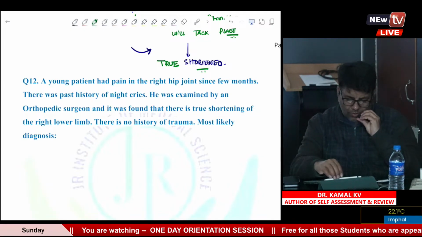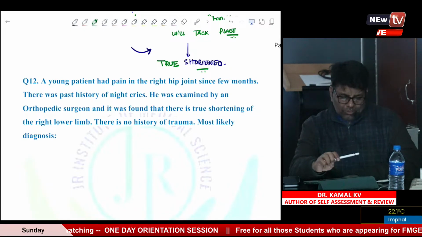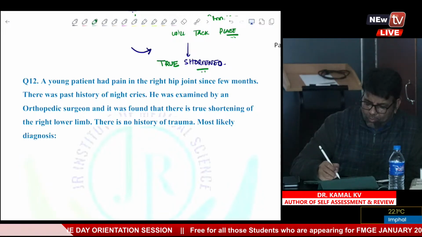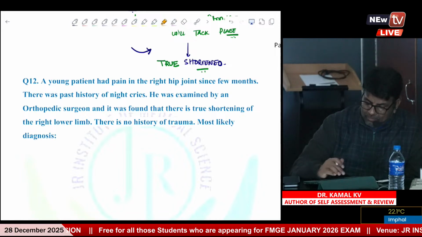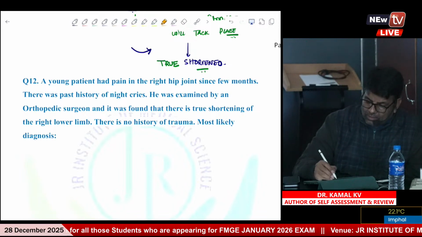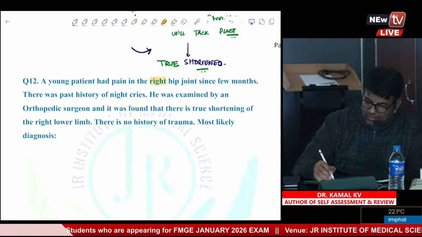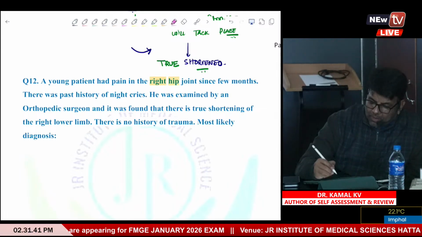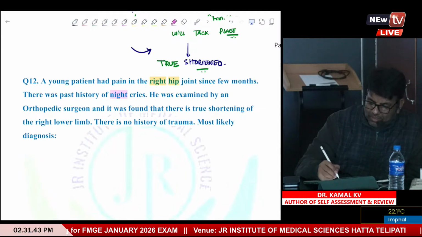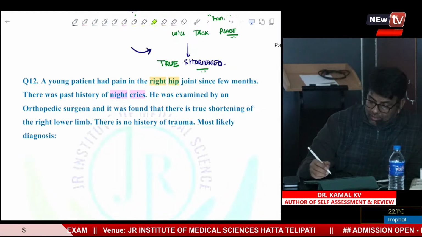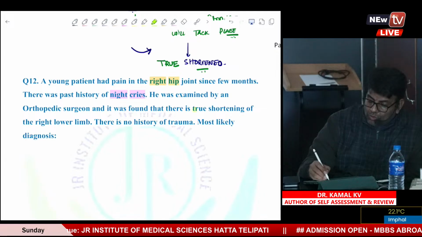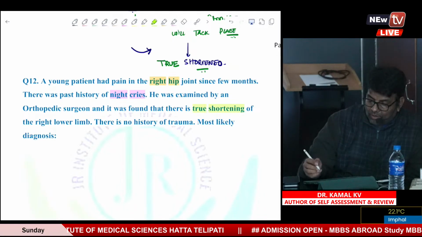Okay, so can we start? So now for question 12, what will be your answer? See, there is pain in the right hip joint, right? There is a past history of night cries. It means the patient used to cry at night, and then there was true shortening of the lower limb.